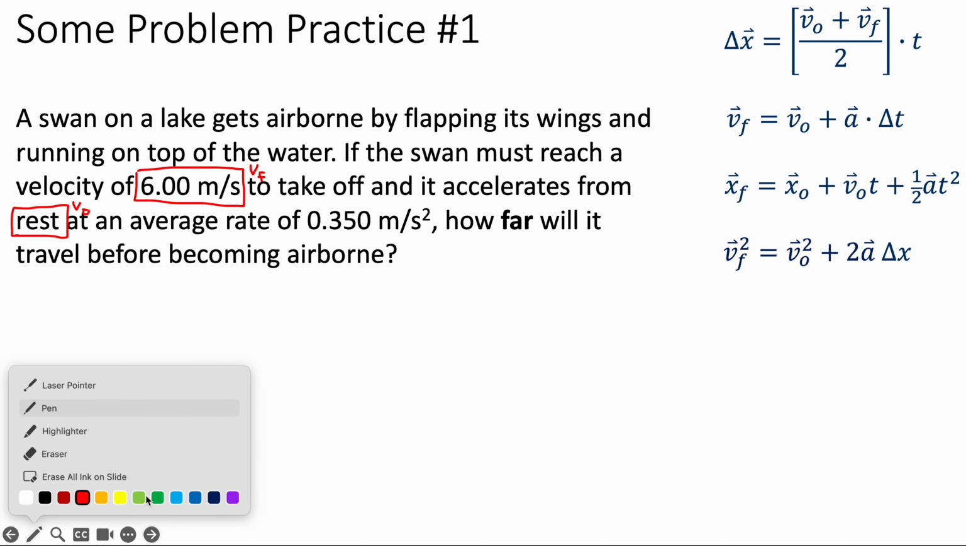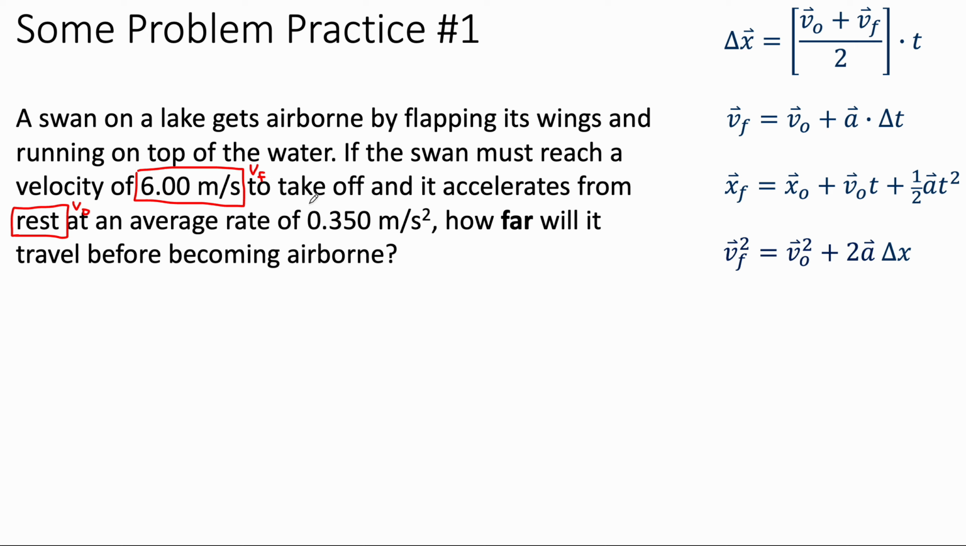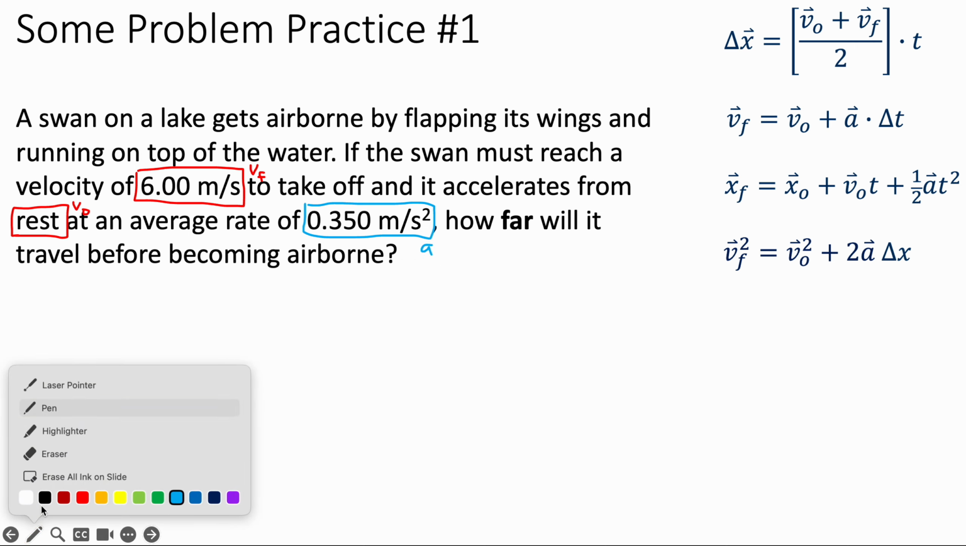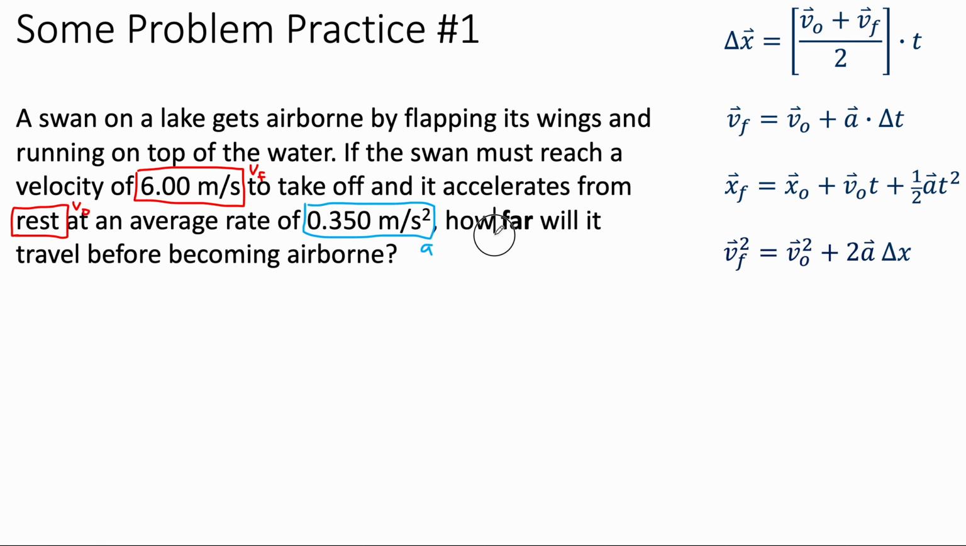What's this number over here? Well, this is an acceleration. And what are we looking for in this case? We're looking for how far, which is not time. What we're looking for right here is distance, or displacement, which is delta x. Which equation has all of these things in it and nothing that we're not looking for? Well, hopefully you'll recognize, oh yeah, it's this last equation here.